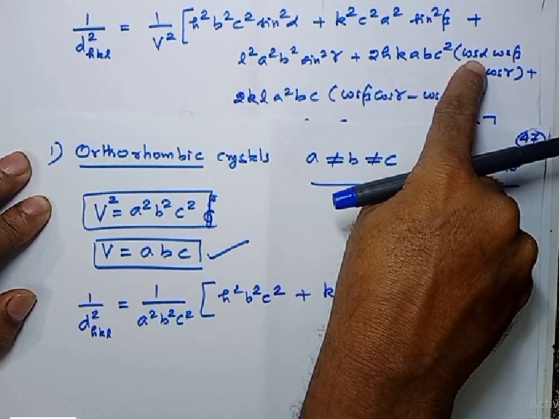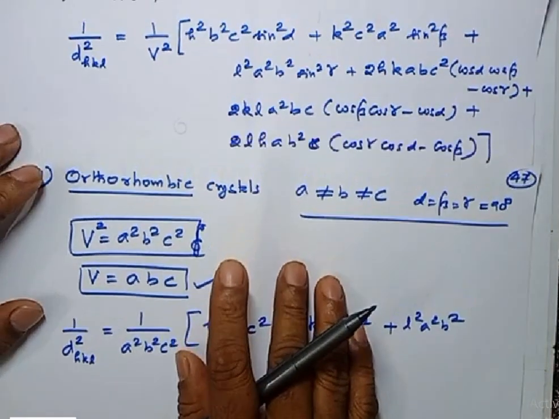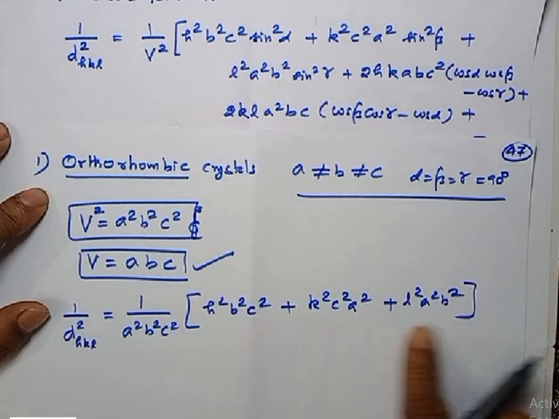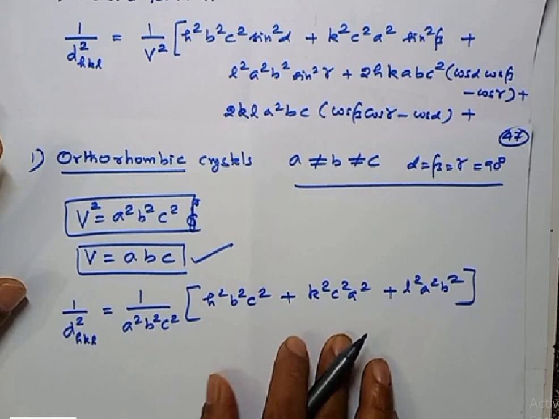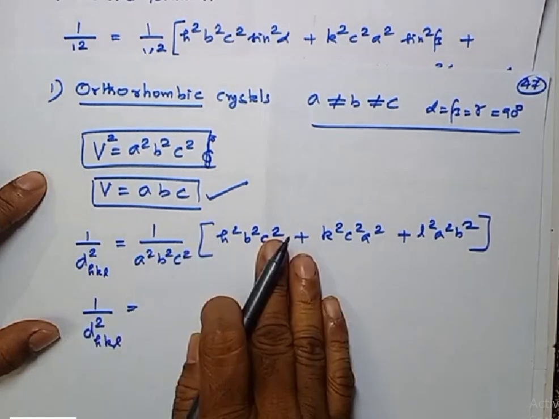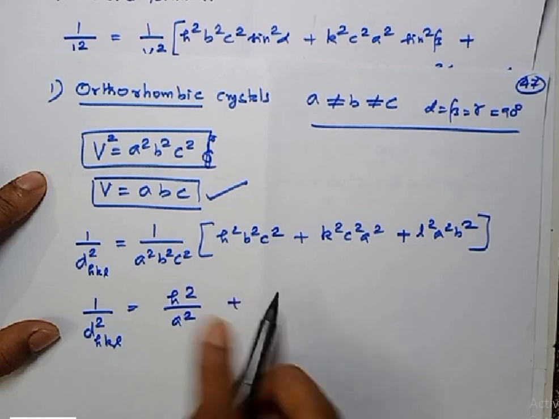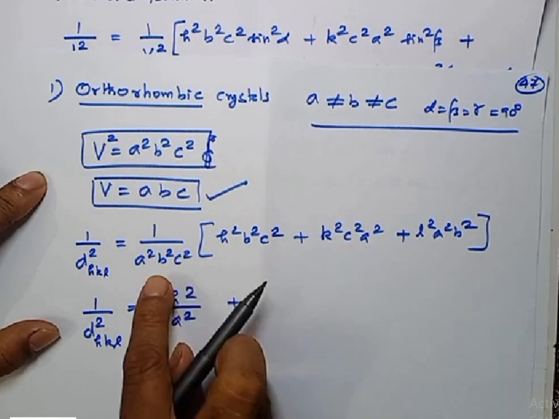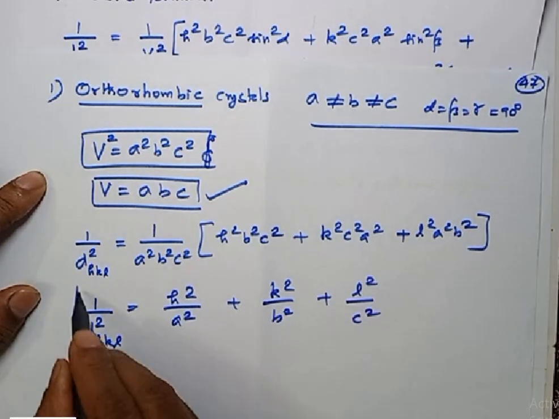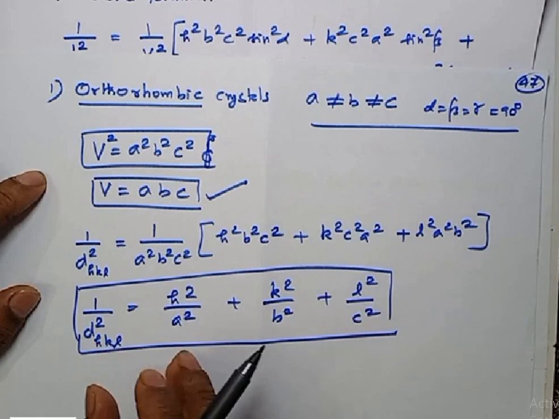Then here we have the cos terms. Cos alpha, cos 90 is 0, so this becomes 0, this becomes 0, and this last term also becomes 0. Therefore, we are left with only these three terms. Now observe carefully, I will multiply inside. So 1 by d square HKL equals, if I multiply inside, b square, c square cancel, so I will get h square by a square plus, here a square, c square cancel, k square by b square, and here l square by c square. Yes, this is the formula which gives you the interplanar distance between similar HKL planes in orthorhombic crystals.